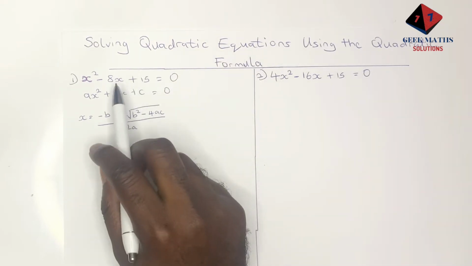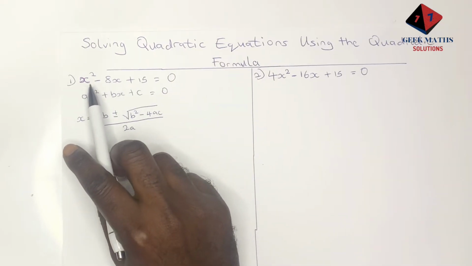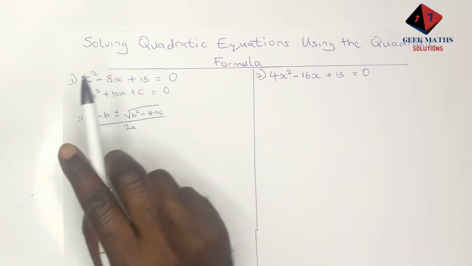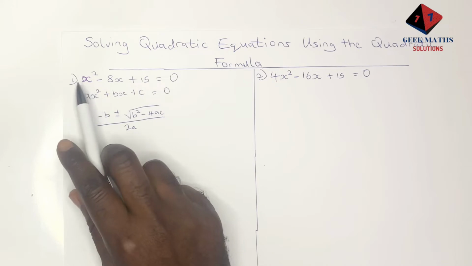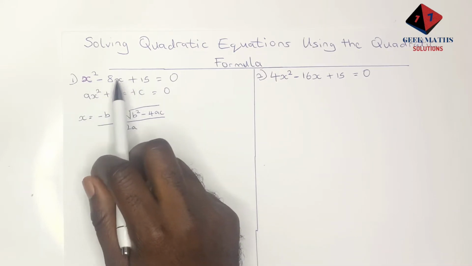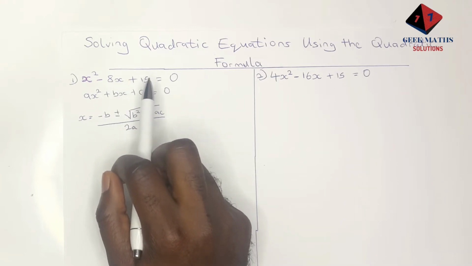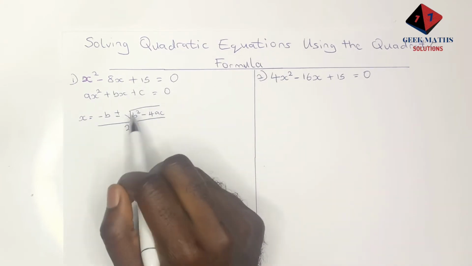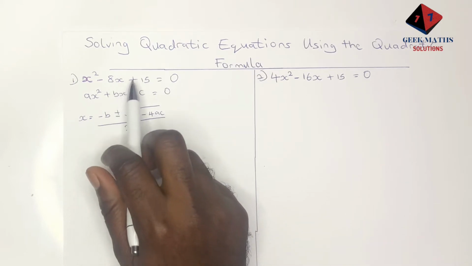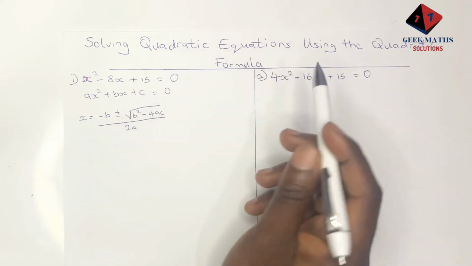In this first example, the equation x squared minus 8x plus 15 equals 0, we're asked to find x. In this equation, a is 1, the coefficient of x squared is 1, and b is minus 8, which is the coefficient of x, and 15 is the constant. So we can apply this quadratic formula to this equation and solve for x.